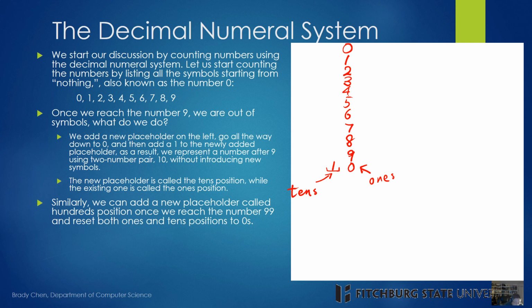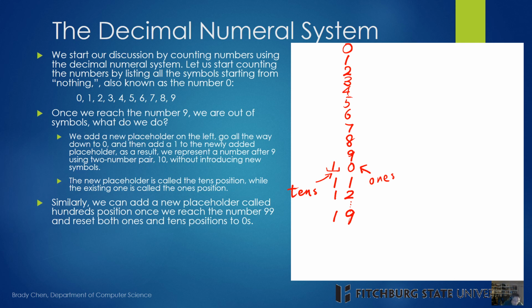Okay, so then we can continue to count. Since we have freed up the ones position and set it back to 0, now we can increase the number in the ones position. So then we can count the next number, 11, which is 1 more than 10, and then add another 1, we get 12, and we continue to add until we reach 9 in the ones position. The tens position is also still 1.